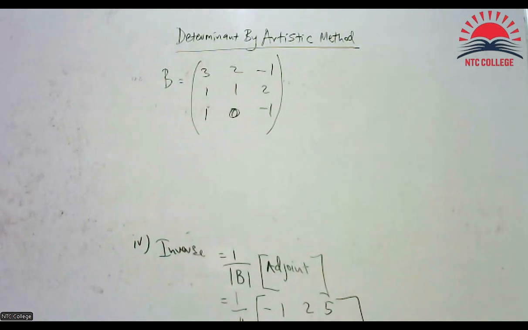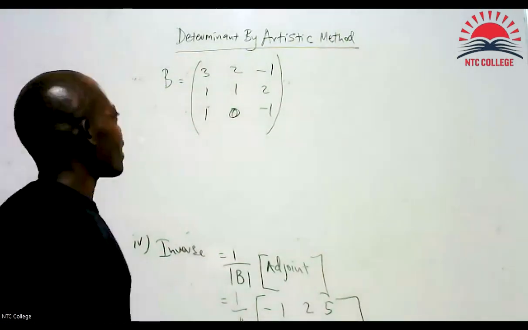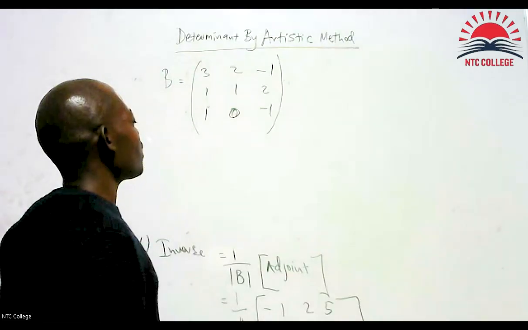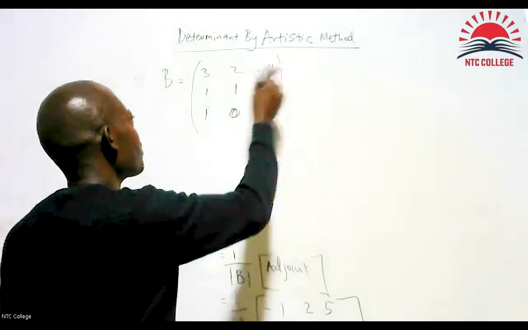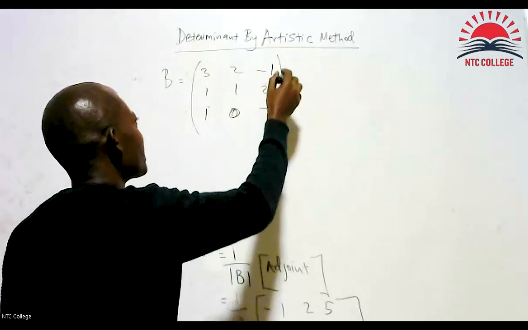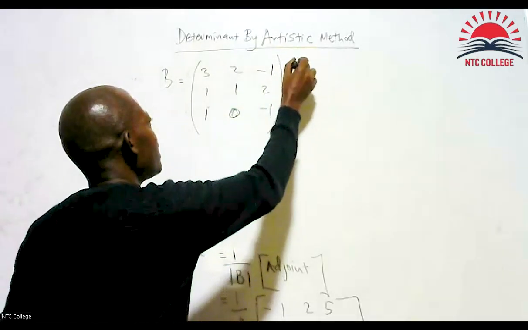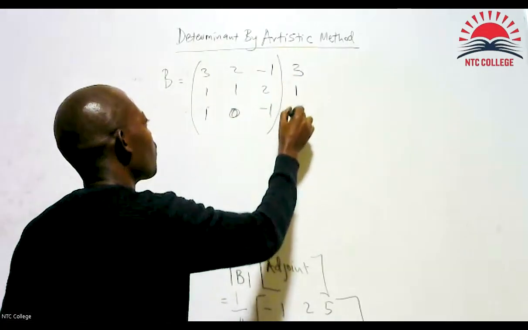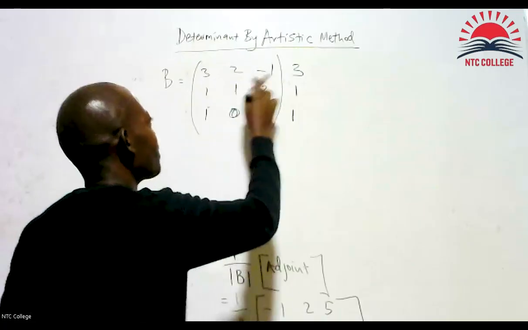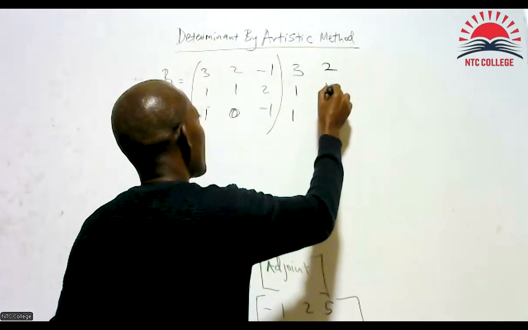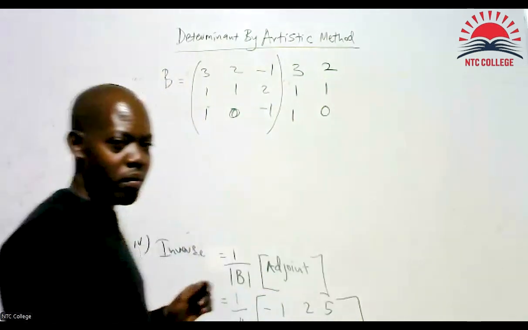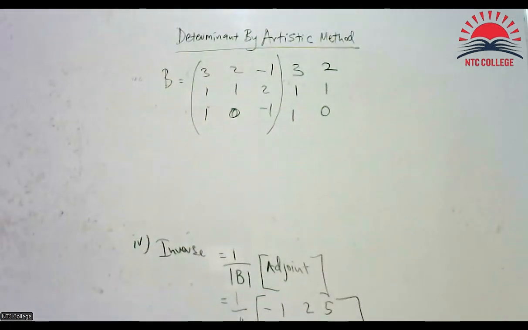Now, in this method, the first thing to do, just follow it the way I'm doing it. Write the first two columns on the right-hand side of the matrix. See what I'm doing. First two columns on the right-hand side of the matrix would give me 3, 1, 1. This is the first. The second, 2, 1, 0. So I've added the first two columns on the right-hand side of the matrix.